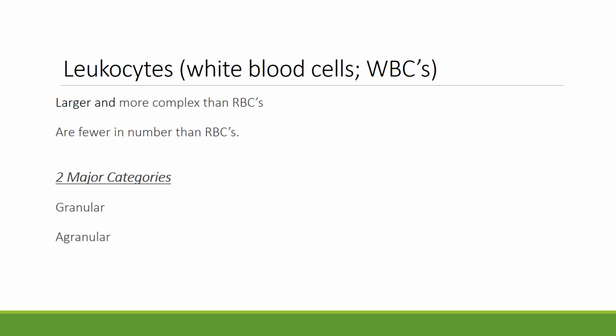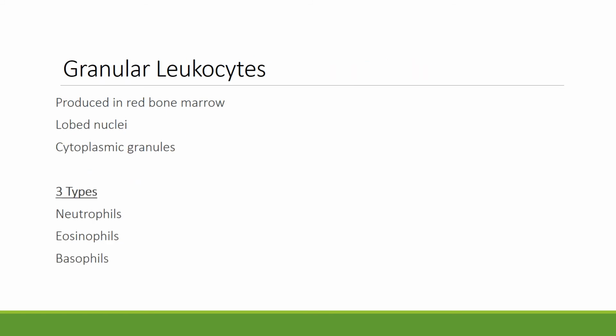Let's look next at the leukocytes, or the white blood cells, which are larger and more complex than red blood cells. They are also fewer in number than red blood cells. There are two major categories of leukocytes. They are the granular and agranular leukocytes. The granular leukocytes are produced in red bone marrow. They have lobed nuclei and cytoplasmic granules, and there are three types of granular leukocytes: neutrophils, eosinophils, and basophils.